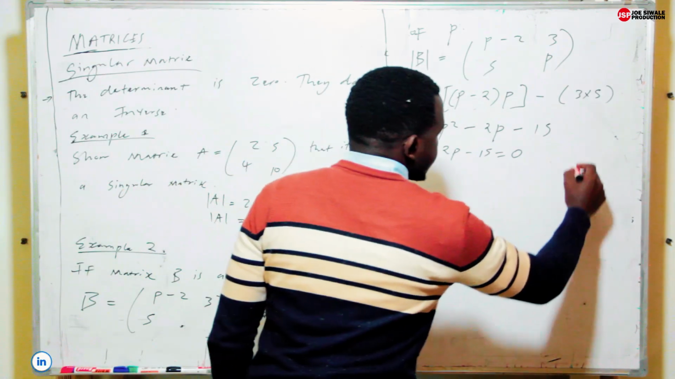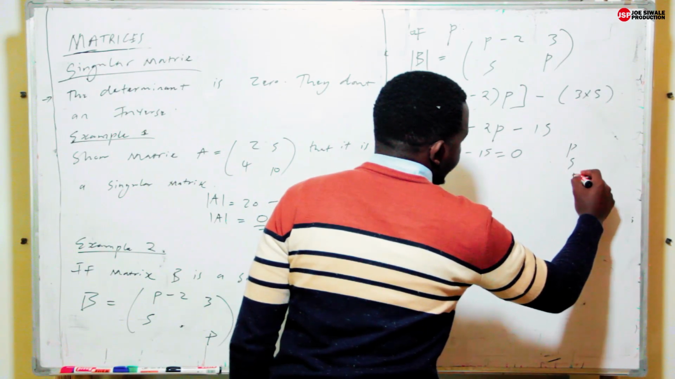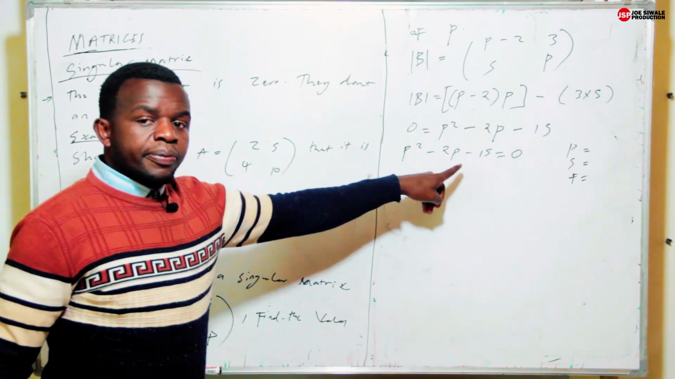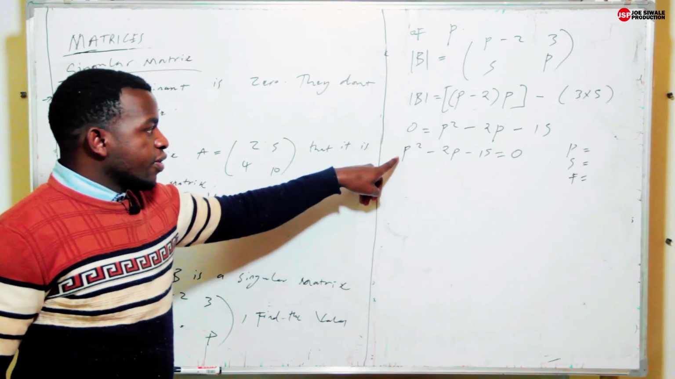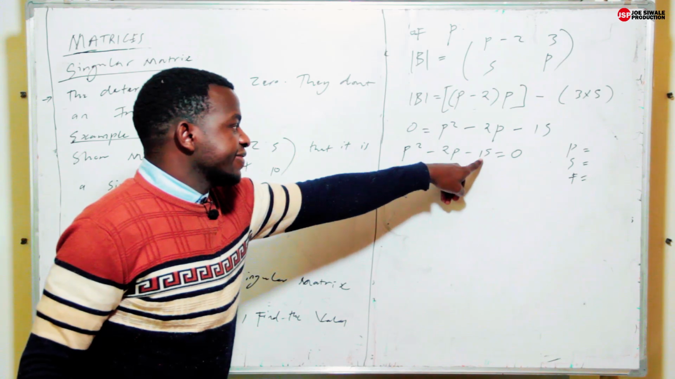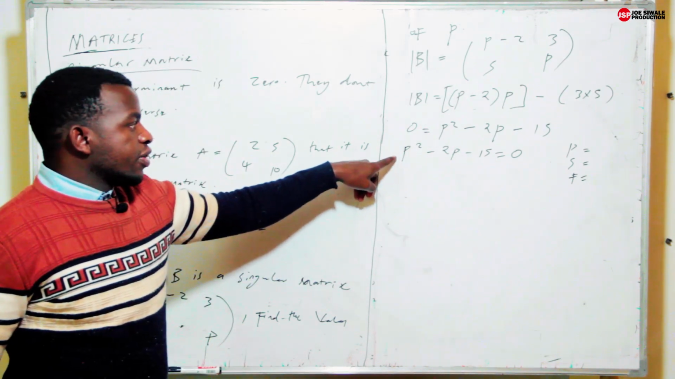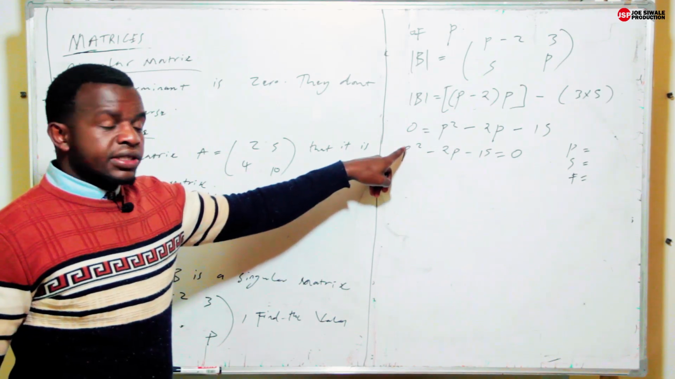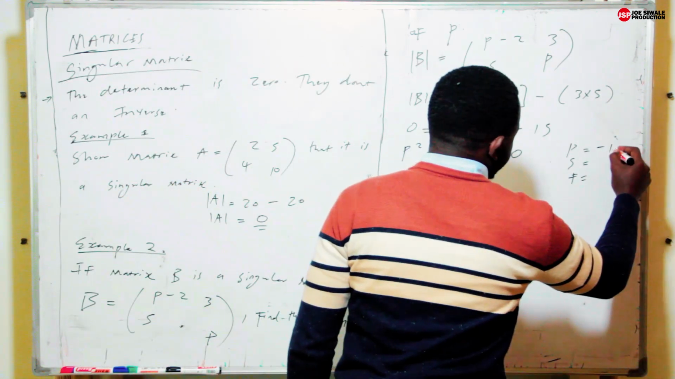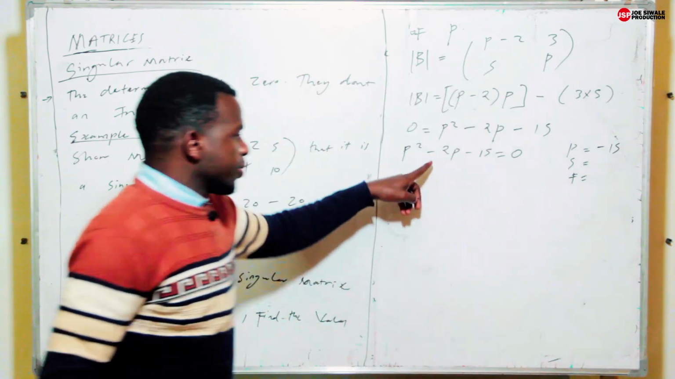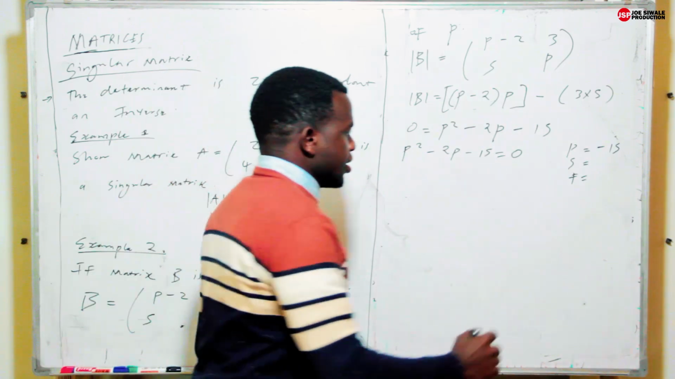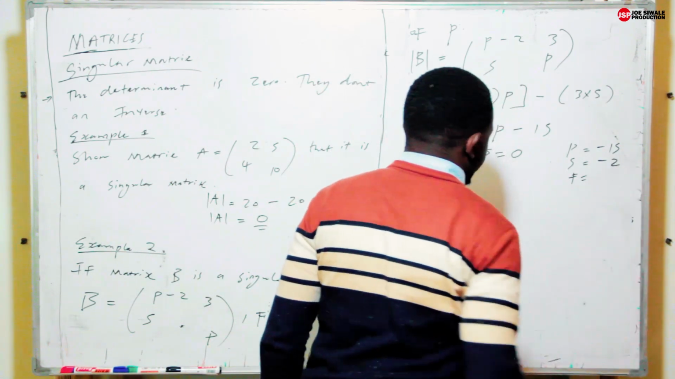So we can find product sum factor. So for us to find our product there, we're going to say the coefficient of P squared multiplied by negative 15. So here the coefficient of P squared, that's 1. So we're going to say 1 multiplied by negative 15. We are getting negative 15. Then the sum there is the coefficient of P. And the coefficient of P there is minus 2.